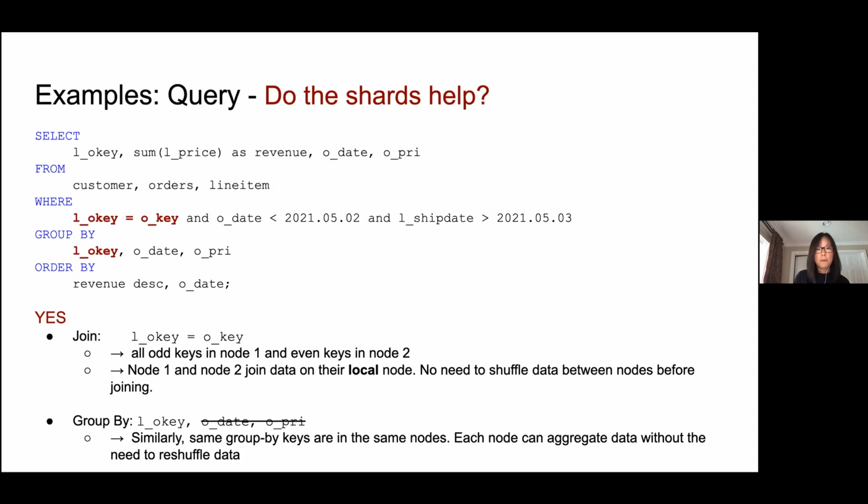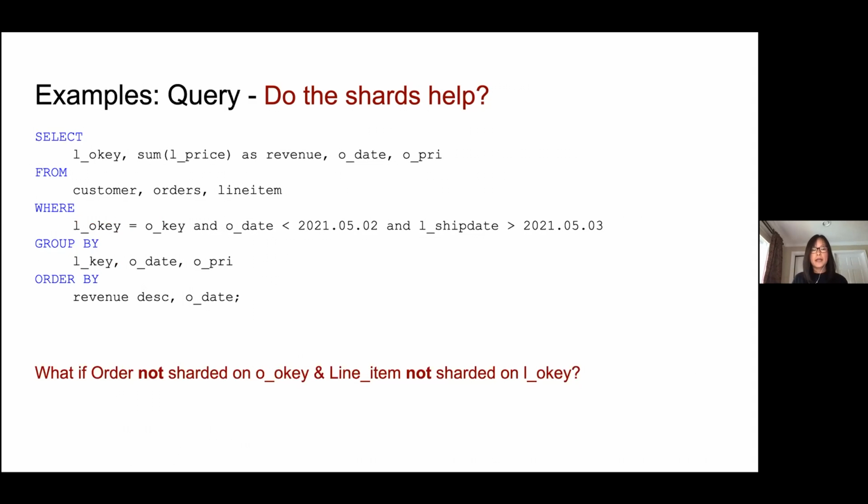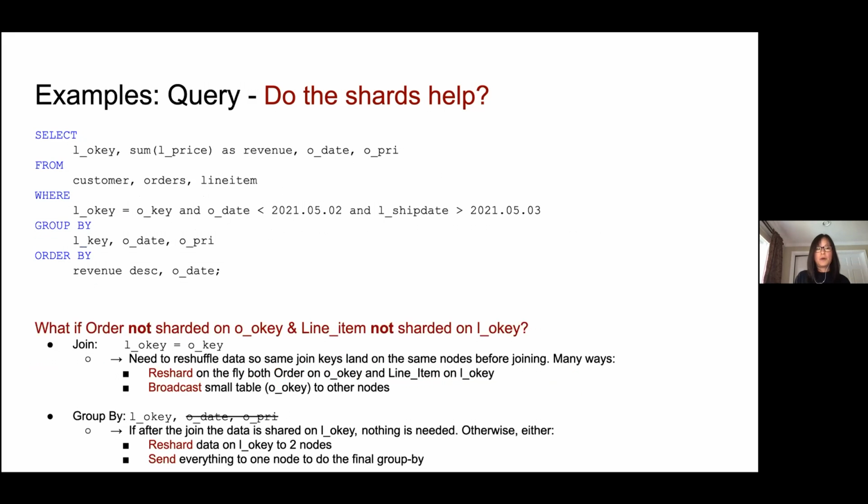So then I ask myself again, what if the order is not sharded on the order key and the line item is not sharded on its order key either? Do we see the impact? The answer is, because we need to join on the order key on the above tables, if the data is not sharded on those columns, then the same order can be everywhere, on both nodes. So then we have to reshuffle the data to send the same order to the same node.